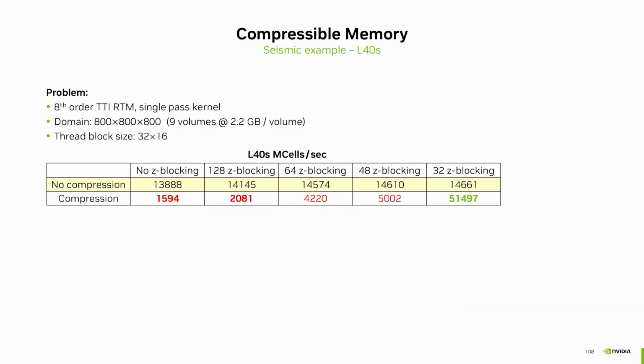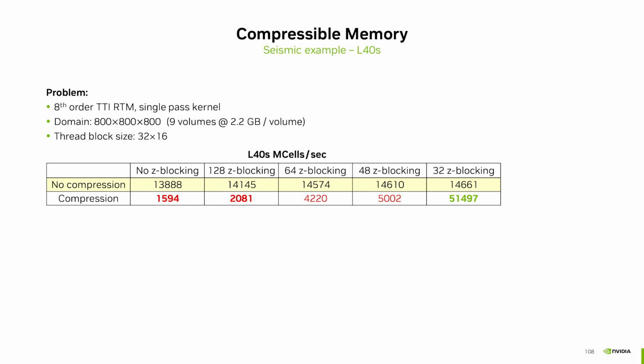Here I'm showing performance for the 8th order TTI kernel, and don't pay attention to TTI. It's the particular physics that we use, and that requires 9 volumes of data. Given a domain size of 800 cubed, it's 2.2 gigabytes per volume. This table shows performance on an L40S card. The columns correspond to different sizes of Z blocks. We start with no Z block and then go down to a Z block size of 32.